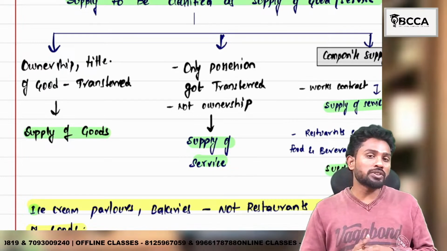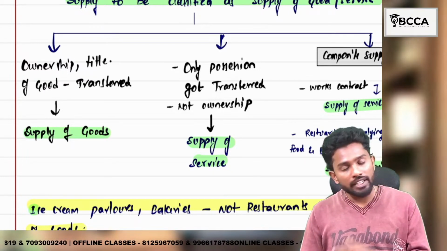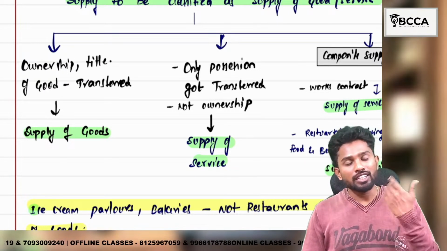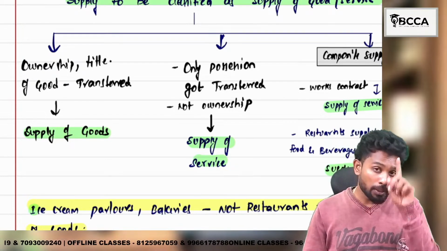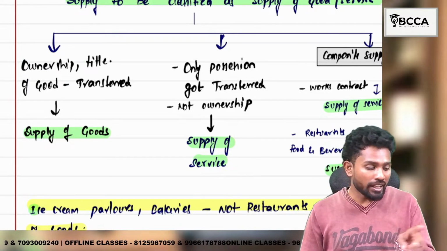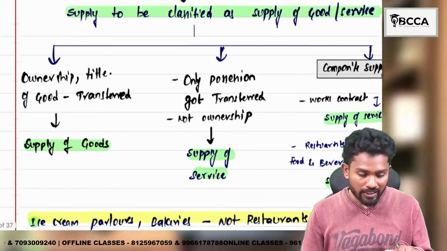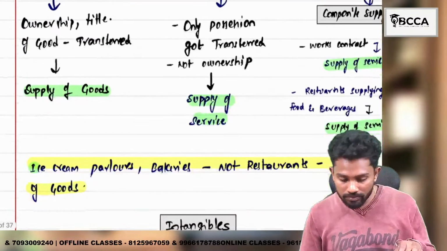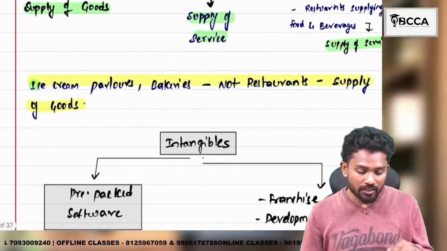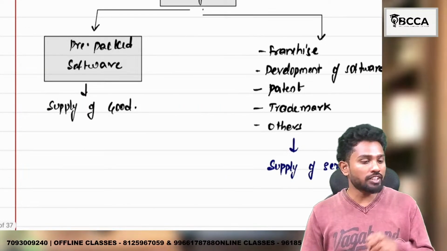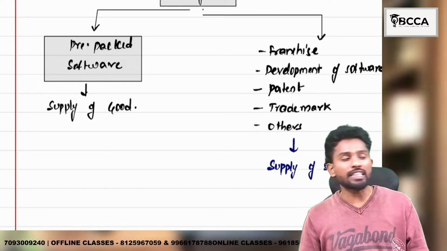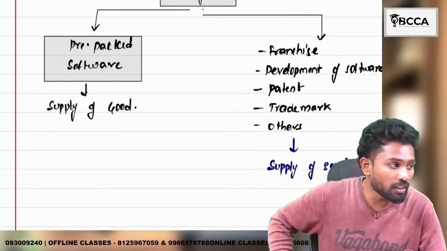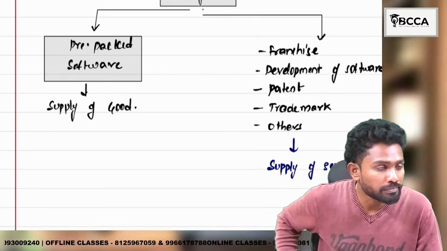If it is a composite supply like works contract, it is treated as supply of service. Restaurants also are treated as supply of service. Remember, bakeries and ice cream parlors need not be treated like restaurants. Intangibles, pre-packed software, then it is a good. All other intangibles have to be treated as what? Supply of service only. Right?